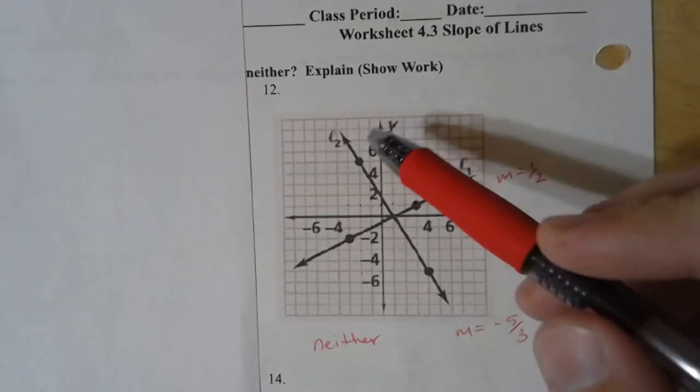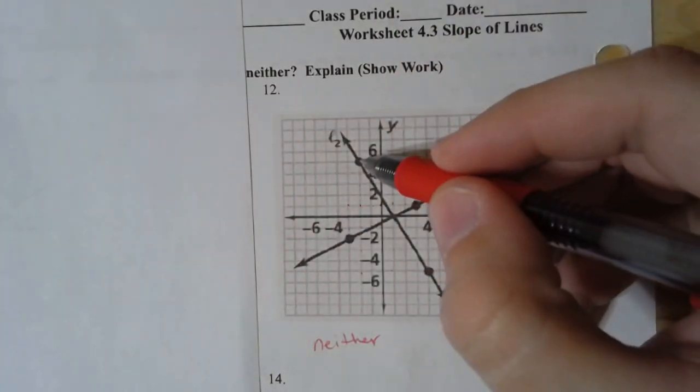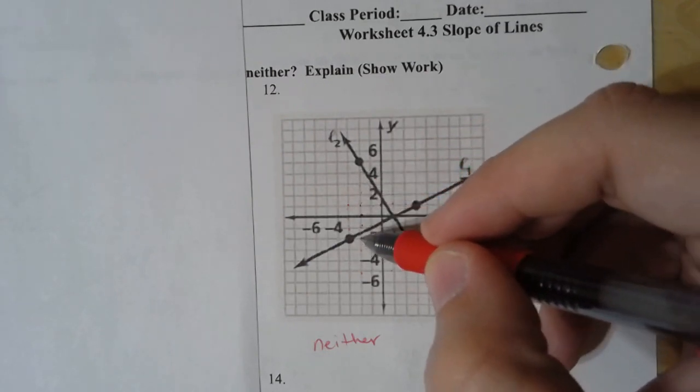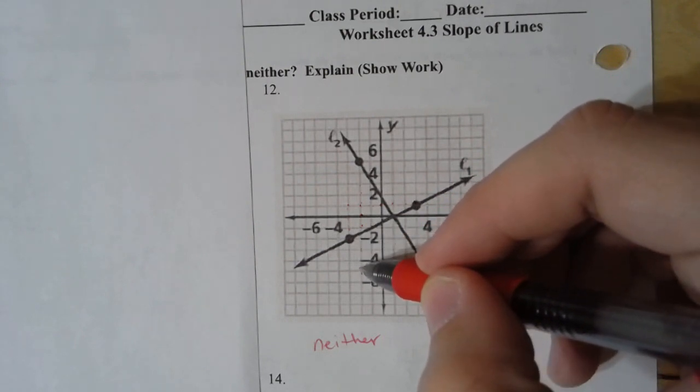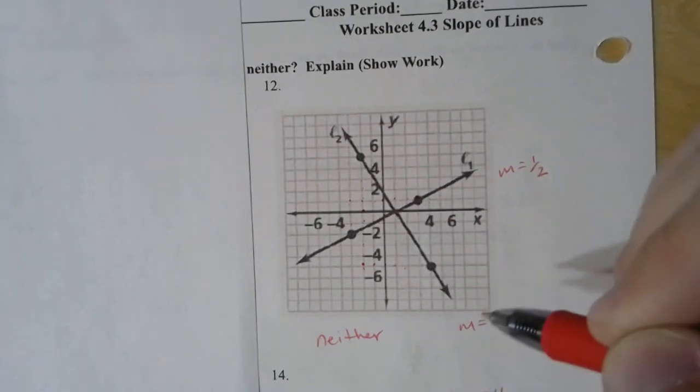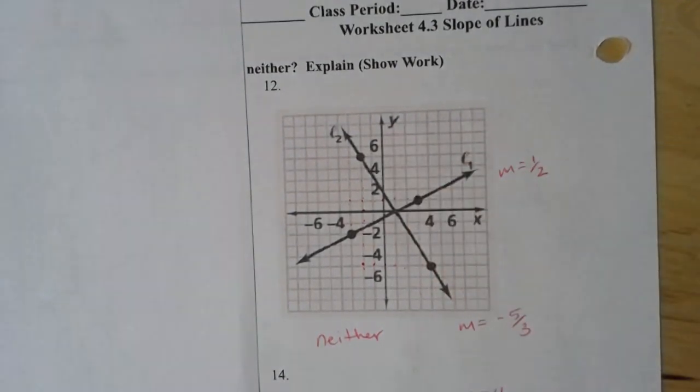So let's see, line 2. From here, I have to go down 1, 2, 3, 4, 5, 6, 7, 8, 9, 10. And I have to run over 1, 2, 3, 4, 5, 6. So the slope of this line is negative 10 over 6, which I can reduce down to negative 5 over 3. So since my slope isn't 1/2, these two lines aren't parallel. Since my slope isn't negative 2, these two lines aren't perpendicular. So because of that, these are going to be neither parallel nor perpendicular.